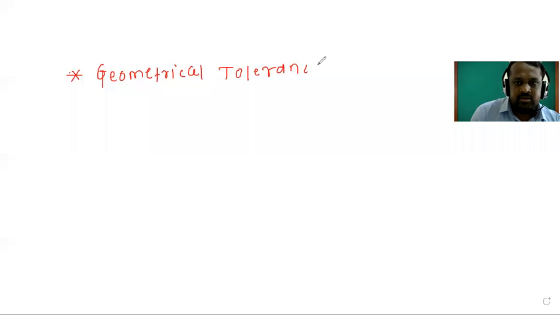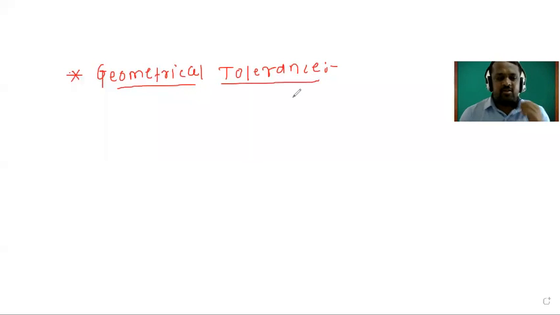What is our topic today? The name of the topic is geometrical dimension tolerance. Geometrical tolerance we can write here. Then what is meant by geometrical tolerances? The geometrical tolerance is nothing but the graphical representation of the drawing. It is a scientific drawing language, we can say.